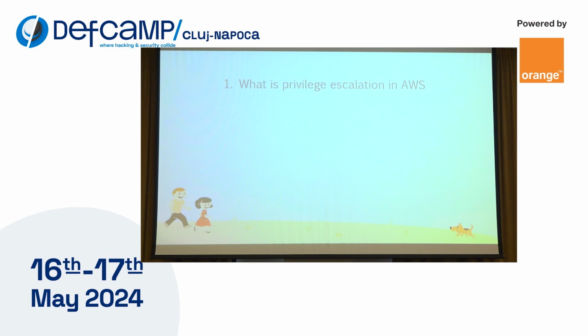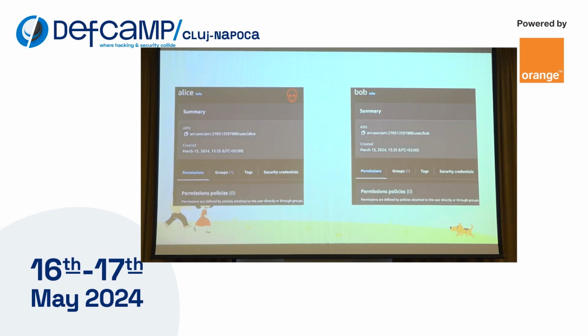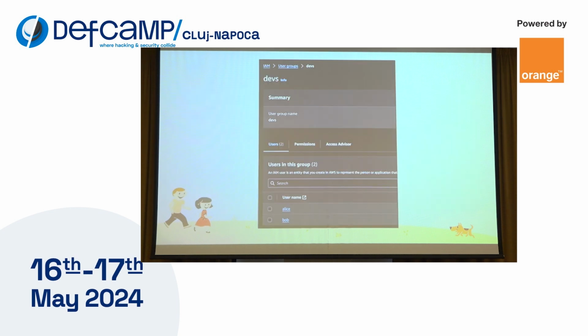Now, let's talk about what is privilege escalation in AWS. And let's take the next scenario. So anytime you see that we have this red skull, that is our level of permissions as hackers. So that is the compromised identity. And let's say there are two user accounts, one Alice that we compromised and one Bob. And they are part of the same AWS group. So they have the same level of permissions, they have nothing different.